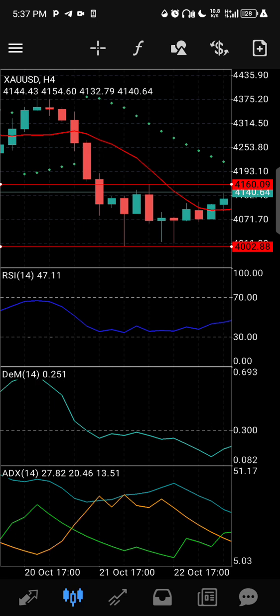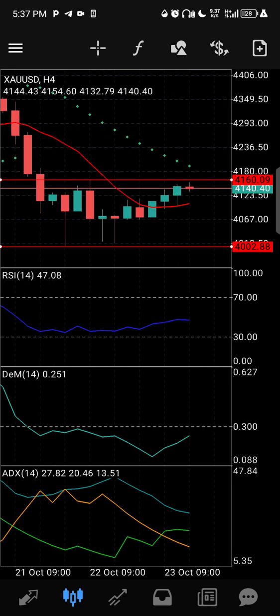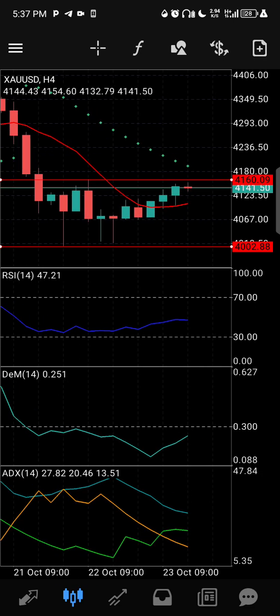This here now is showing us that this is a downtrend, because no candlestick is able to hit it.